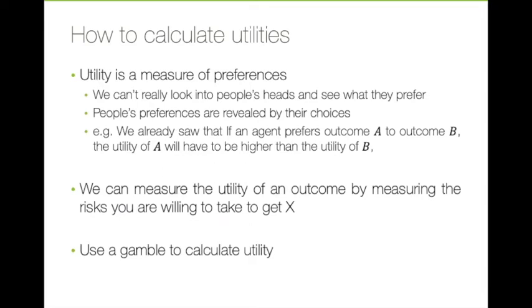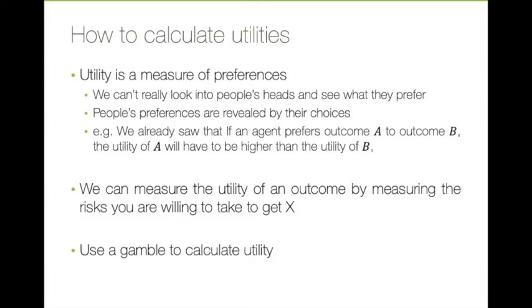We already saw that if an agent prefers outcome A to outcome B, the utility of A will have to be higher than the utility of B. And in general, we assume that if someone chooses A instead of B, jalapenos instead of bell peppers, they prefer A to B. Well, it turns out we can get a precise measure, or at least a reasonably precise number that meets our conditions, if we measure the utility of an outcome in terms of the risks you're willing to take to get that outcome.